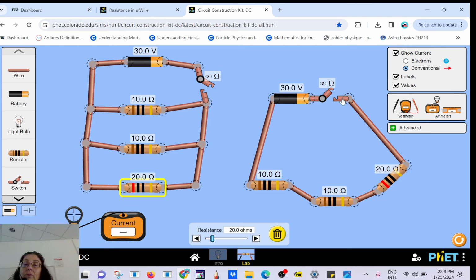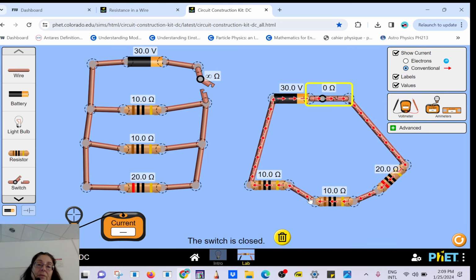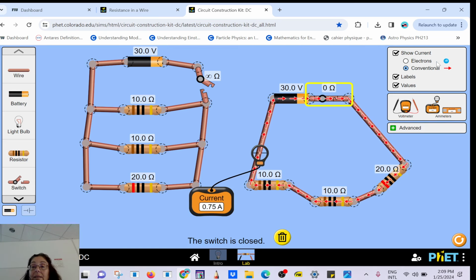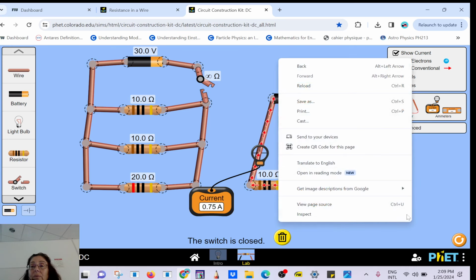So if you close the switch here, they are not very happy. They don't get the 30 volts that they want. And as you increase the number of loads, you're going to decrease the current because you increase the resistance. And you can measure the current here. How much do you get? 0.75 amps, right?